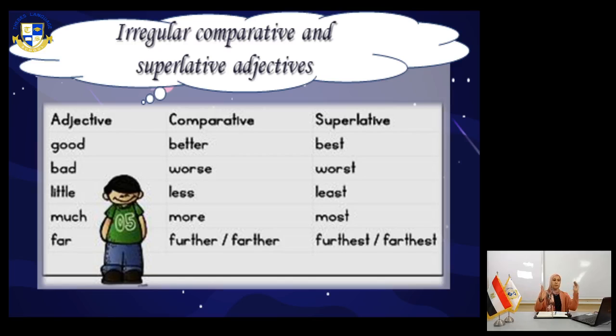Good, better, best. Bad, worse, worst. Little, less, least. Much, more, most. Far, further, furthest, or far, farther, farthest. This was the irregular form of the comparative and the superlative adjectives.